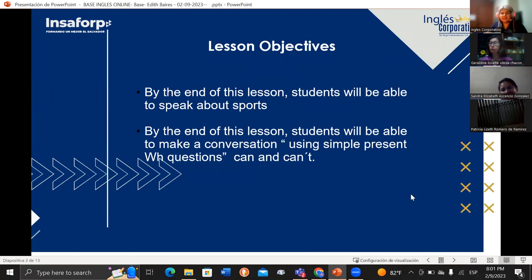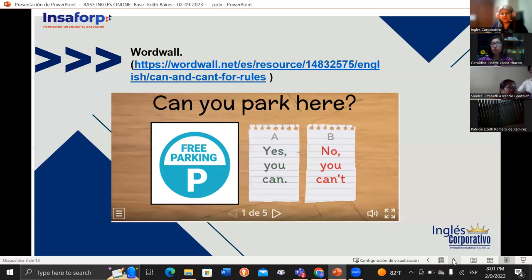At the end of this lesson, you will be able to speak about sports, and also you will be able to make questions using the simple present, WH questions, can and can't. To start, we have five questions, and according to the sign that you can see here, de acuerdo al signo que vean acá, that will be your answer.